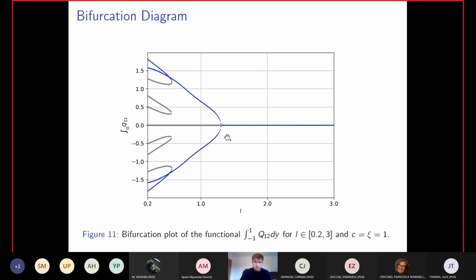Then as L decreases, we undergo a transcritical pitchfork bifurcation, and two new stable solution branches emerge with non-zero Q12, and so these are now monodomains, and they just vary in the sign of Q12. Whilst the OR solution branch persists but becomes unstable, as we expect from the second variation analysis. And actually numerically we can see that as we decrease L further, more and more pitchfork bifurcations will occur.